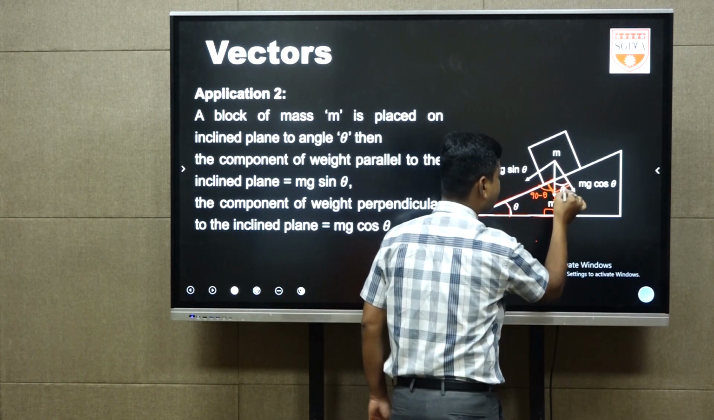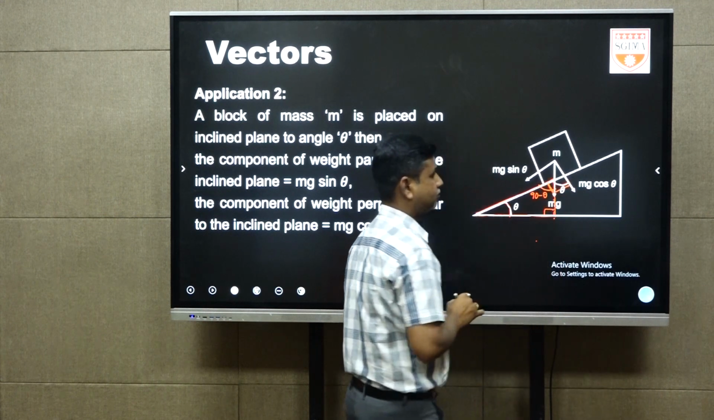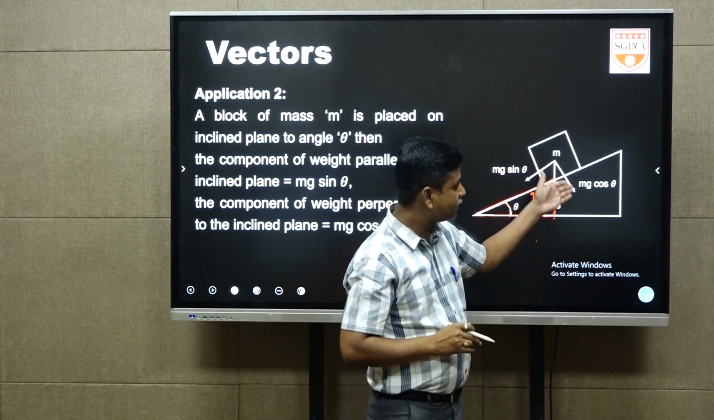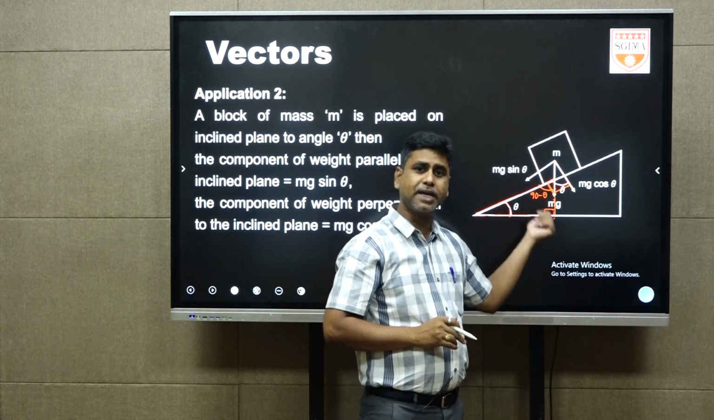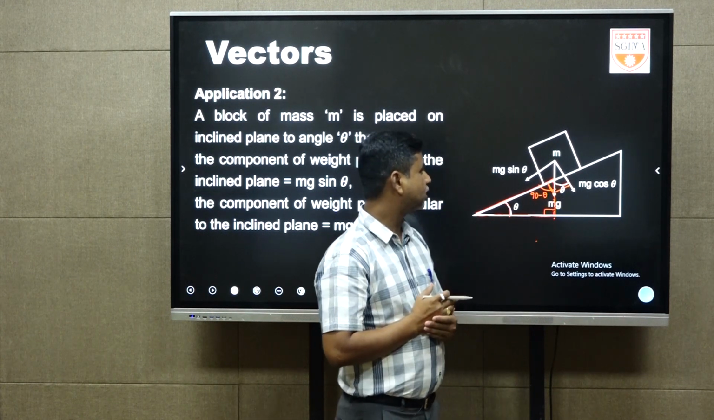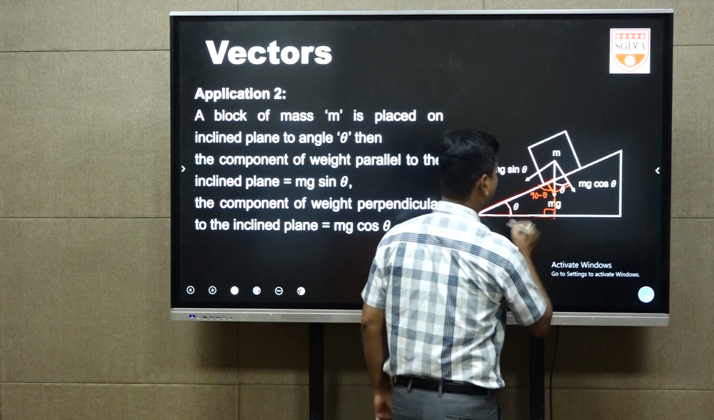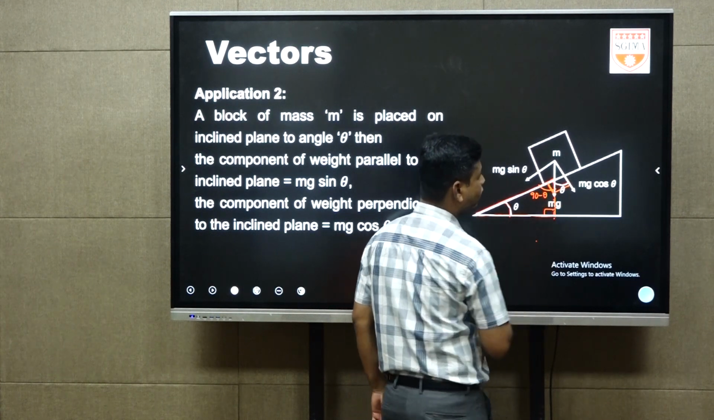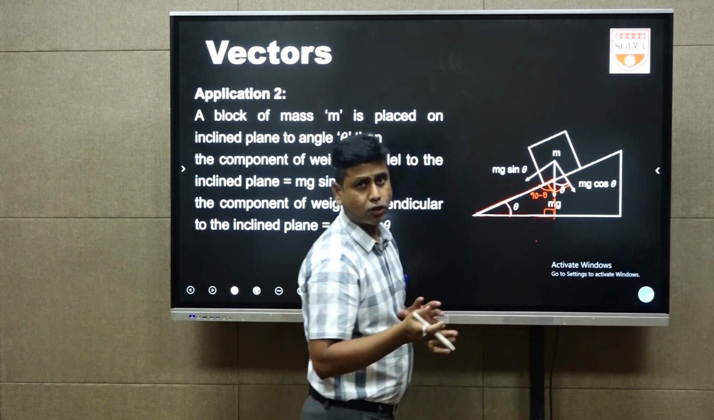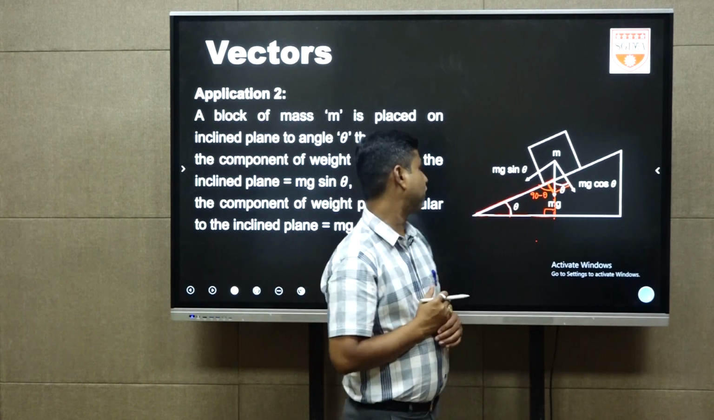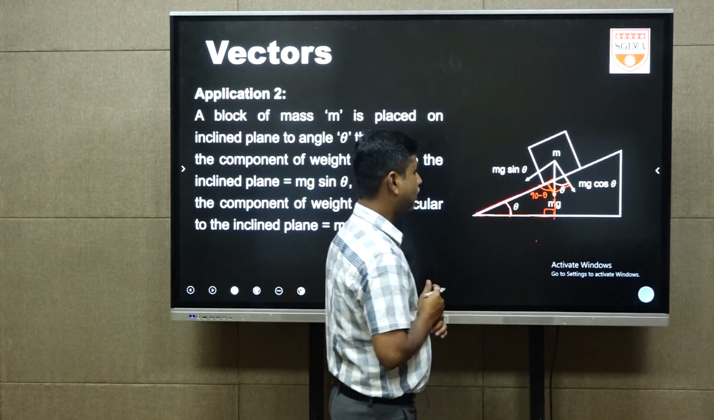Here, this line is making an angle with mg. Which line is perpendicular to the incline? It is making an angle theta with mg. So, this mg will be resolved. Where will we take the horizontal component, and where will we take the vertical component? This doubt will come.